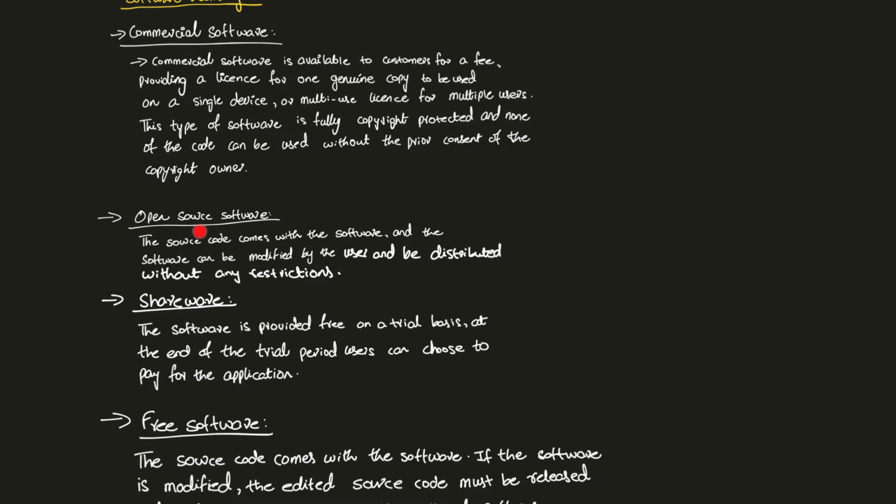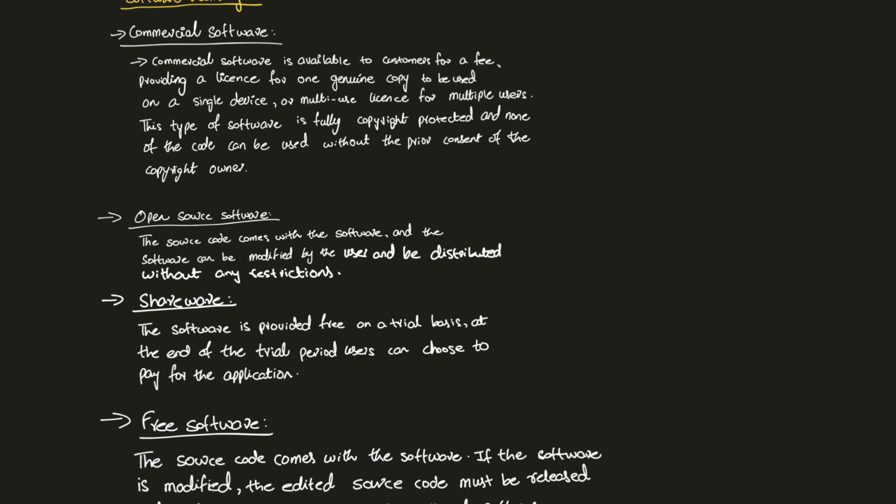Then we go on to open source software. Open source software is really important in the sense that the source code comes with the software, and the software can be modified by the user and distributed without any restrictions. You can change it any way you want without having any restrictions. You can include new features that might not have been part of the original software. That is something that you can do.